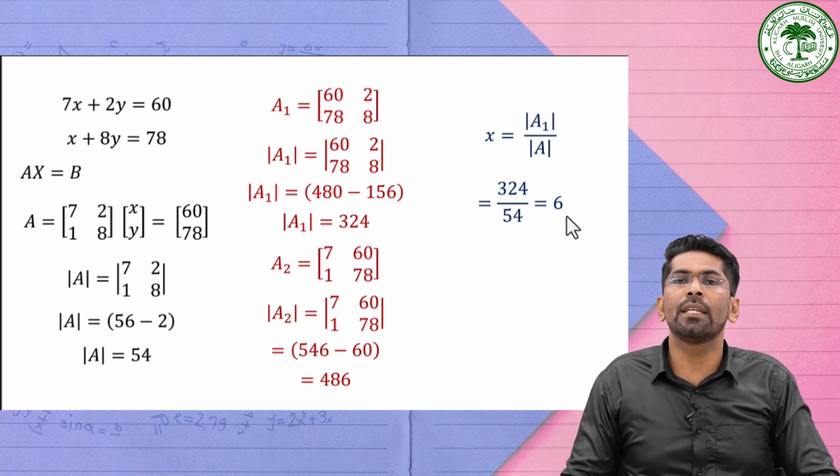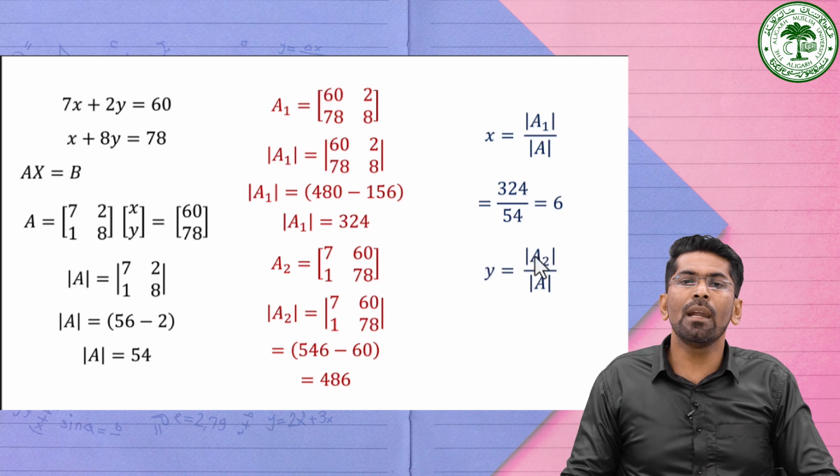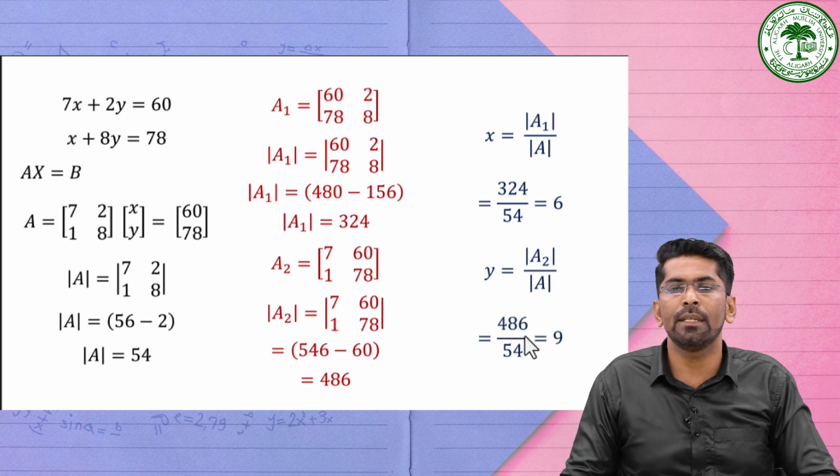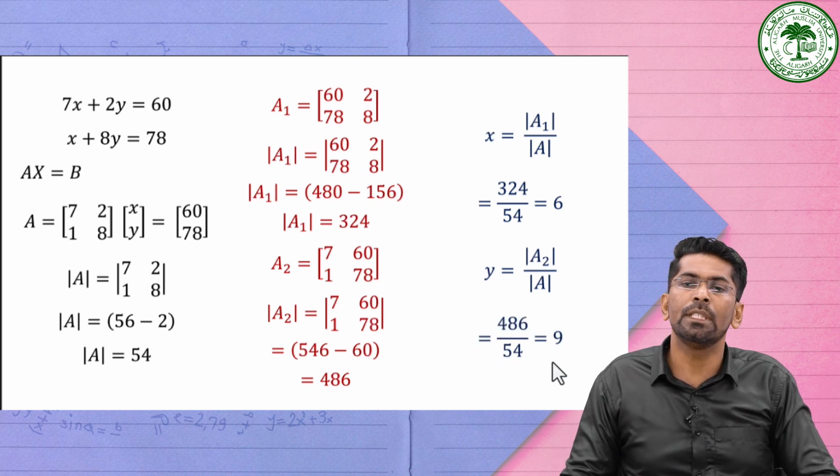So the value of x is equal to 6, and similarly the value of y is equal to, see, the determinant value of A2 divided by A. So here the determinant value of A2, that is 486, divided by the determinant value of A, which is equal to 54. So 486 divided by 54 is equal to 9. So the value of x is equal to 6 and the value of y is equal to 9.